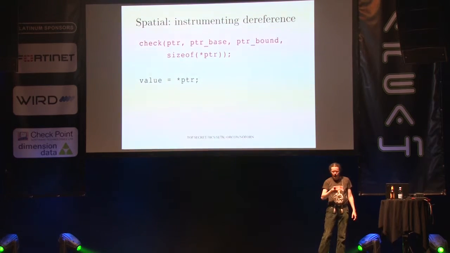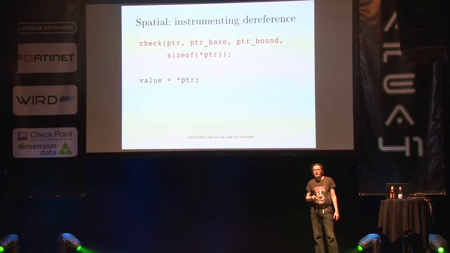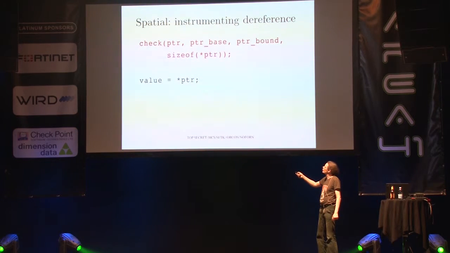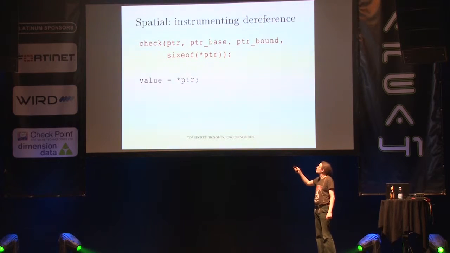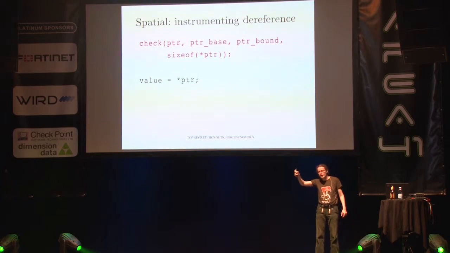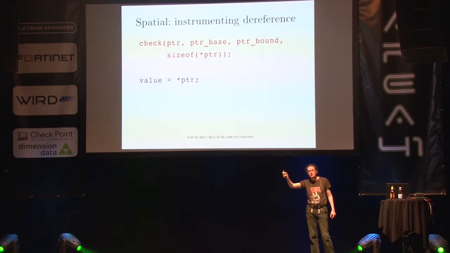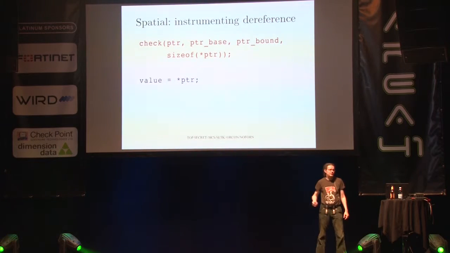So how does it work in detail? I already talked about the base and bound value and the fat pointer. So if you dereference a pointer, what the compiler adds is a check where the pointer value, the base, the bound, and the size of the object that's dereferenced is passed in. You obviously want to take care of the size too, because you might be at the very last byte of the buffer, which is still a valid address, and try to read a 64-bit value or write a 64-bit value, which will trigger a buffer overflow. So that needs to be taken into account.